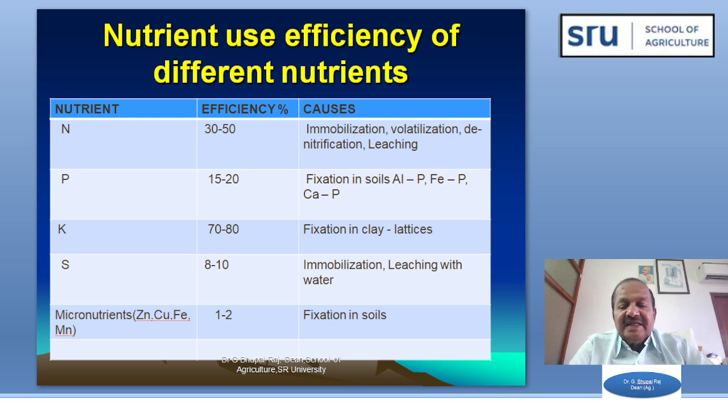Sulfur, if you take, only 8 to 10% is available, mainly due to immobilization and leaching with the water. Micronutrients, if you take zinc fertilizer, which is a very important fertilizer, zinc sulfate, we can get only 1 to 2% nutrient use efficiency. That is mainly due to the total quantities being fixed in the soils.